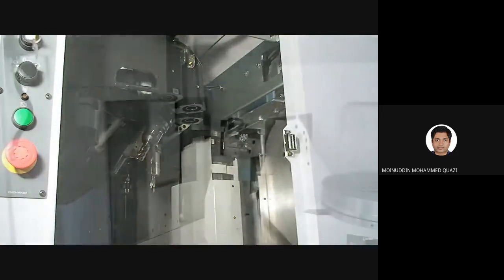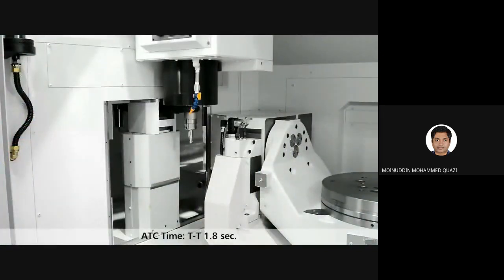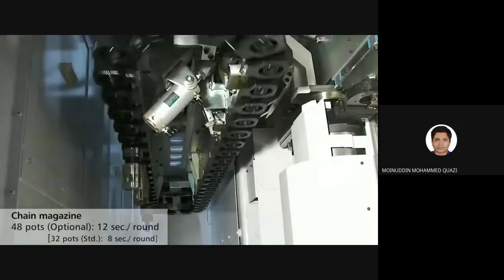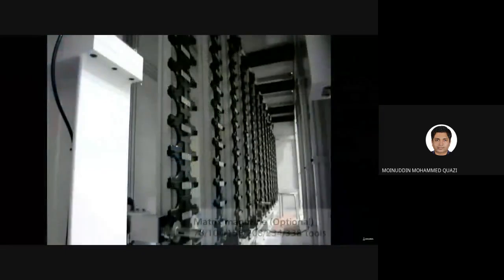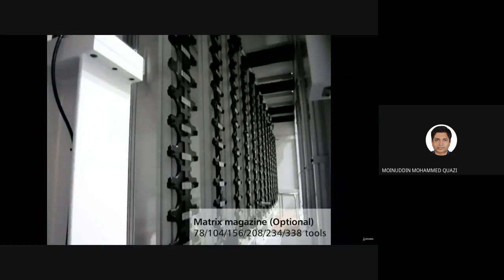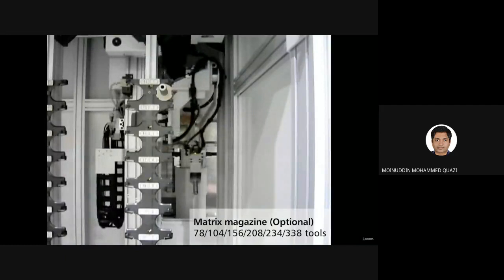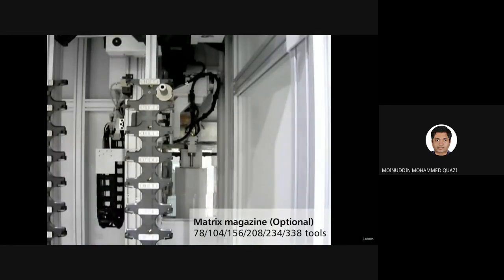This is automatic tool change. So we are moving towards automatic tool change and automatic work holding change, or quick work holding workpiece change also. I have given the links for these videos in the lectures as well. You can go and proceed.